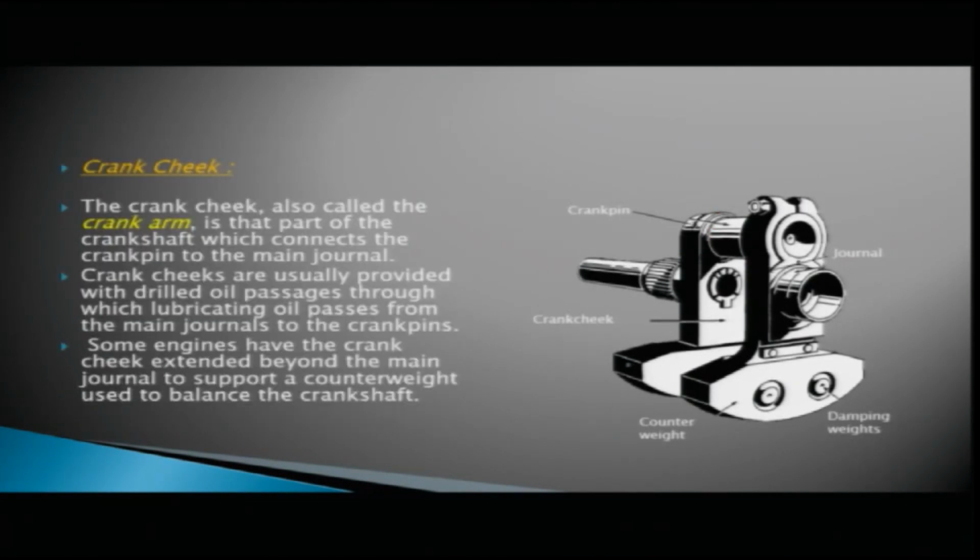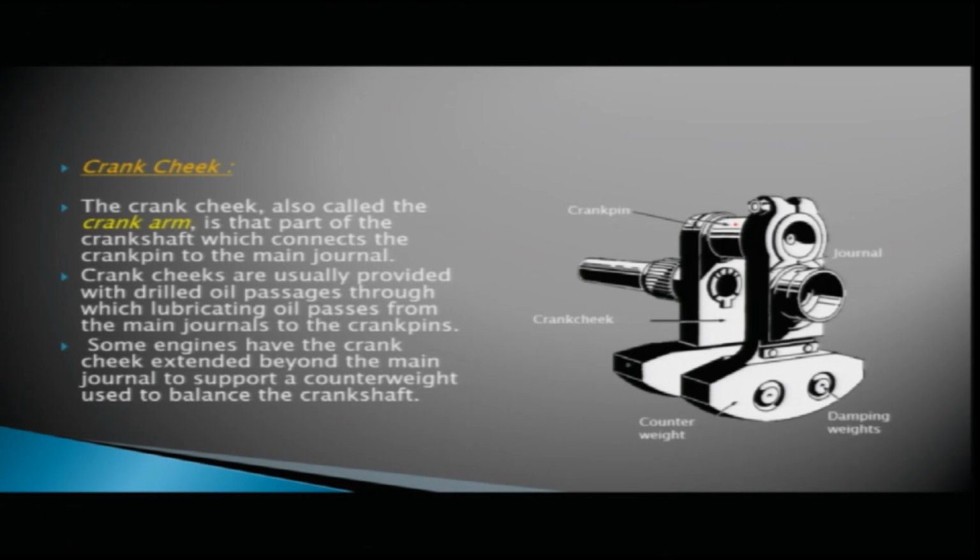Coming to crank cheeks, as we have seen, this is the crank cheek. The crank cheeks, also called crank arms, are the part of the crankshaft which connects the crank pin to the main journal. Crank cheeks are usually provided with drilled oil passages through which lubricating oil passes from the main journals to the crank pins.